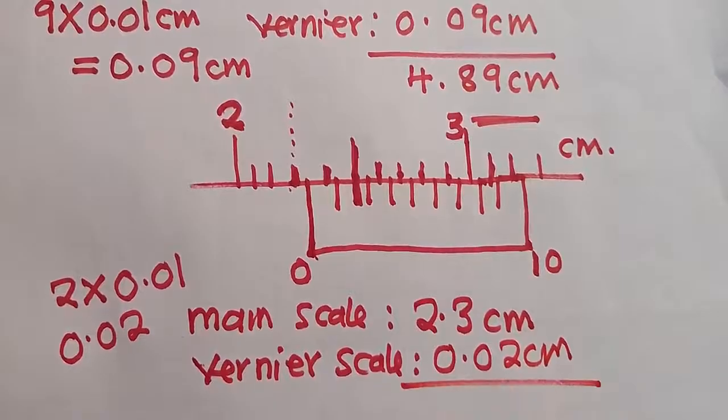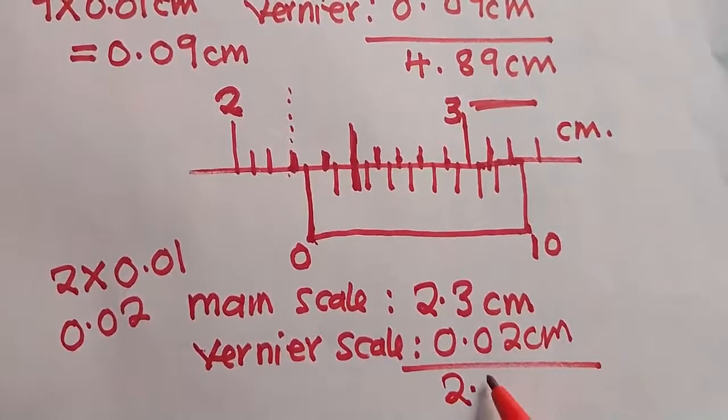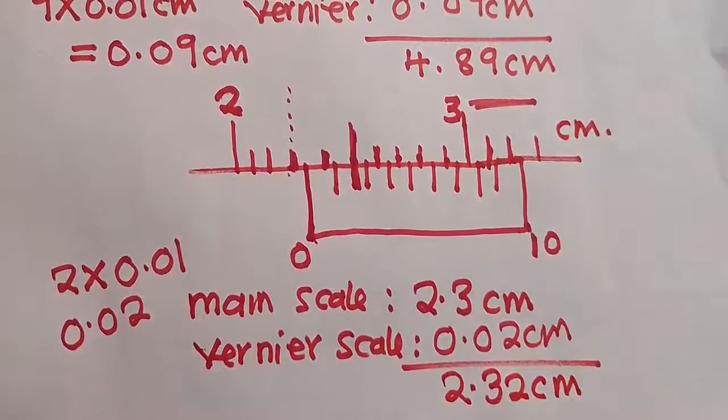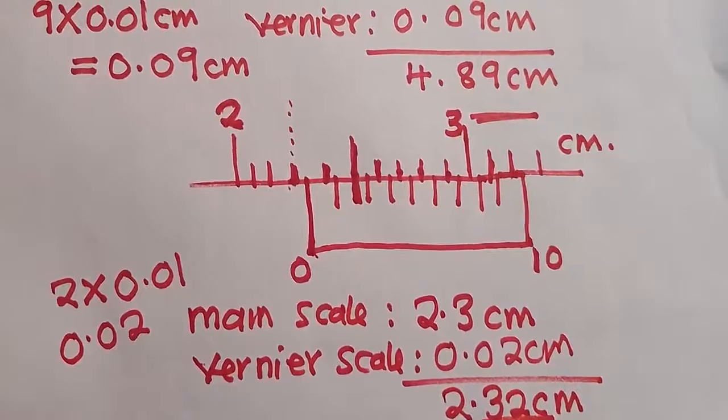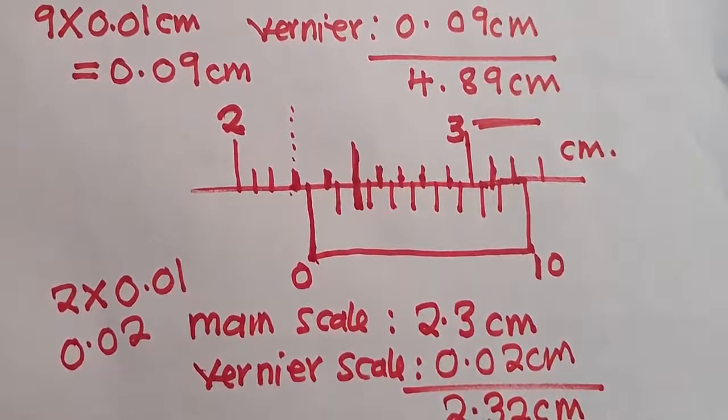Add these two using a calculator. 2.3 plus 0.02, you are going to get 2.32 centimeters. So these are your readings. This is how you get the readings on a Vernier calipers. Let us look at another one, which is a micrometer screw gauge.